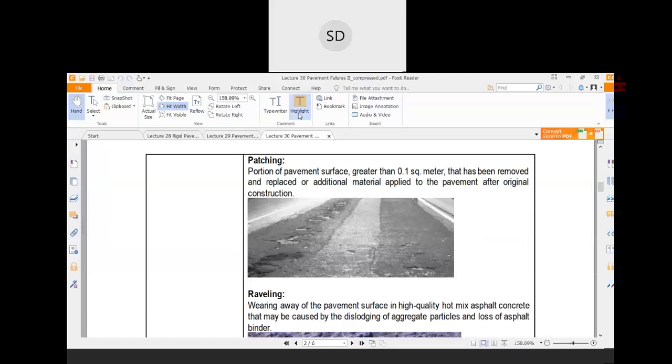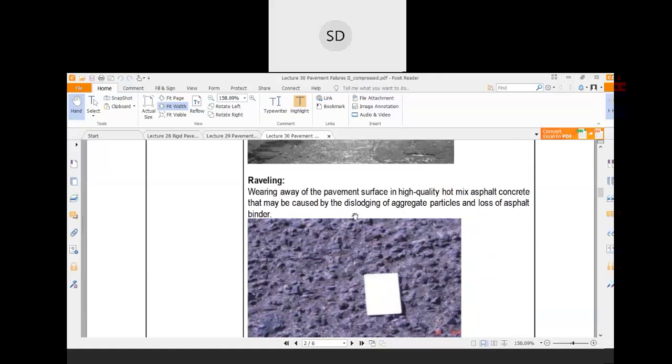Then patching. Patching is a portion of the pavement surface greater than 0.1 square meter that has been removed and replaced, or additional material applied to the pavement after original construction. Suppose after the original construction you have done some repairing work, and because of the repairing work some portions of the flexible pavement or rigid pavement got displaced, or you fill some other material, and for that there would be some patching. So this is called patching, or some bandage type.